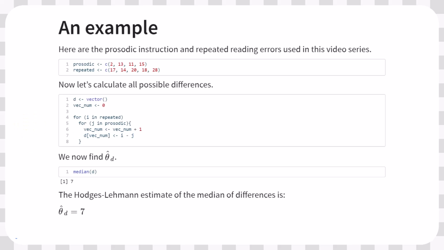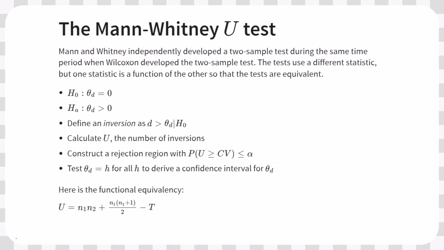So we're now going to look for the Hodges-Lehmann estimator. That's the median of all those differences. And so that's what I'm doing here. We get 7. So theta hat sub d is equal to 7. That's our best estimate. Now remember that if there is no difference in the group, the expectation for theta d is 0. The fact that I got a positive number means that in my sample there is evidence that the prosodic condition is doing better than the repeated reading condition, but I need to know if it's enough evidence to be able to make inferences to the population.